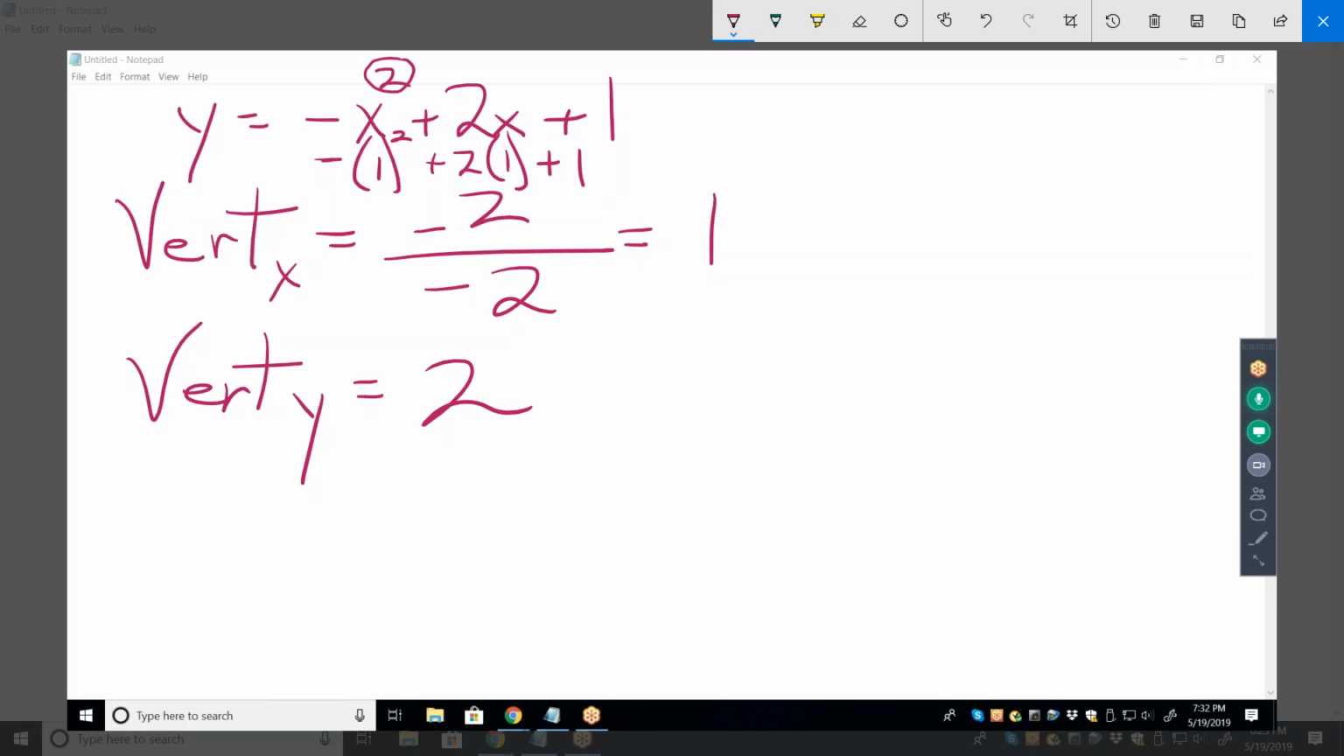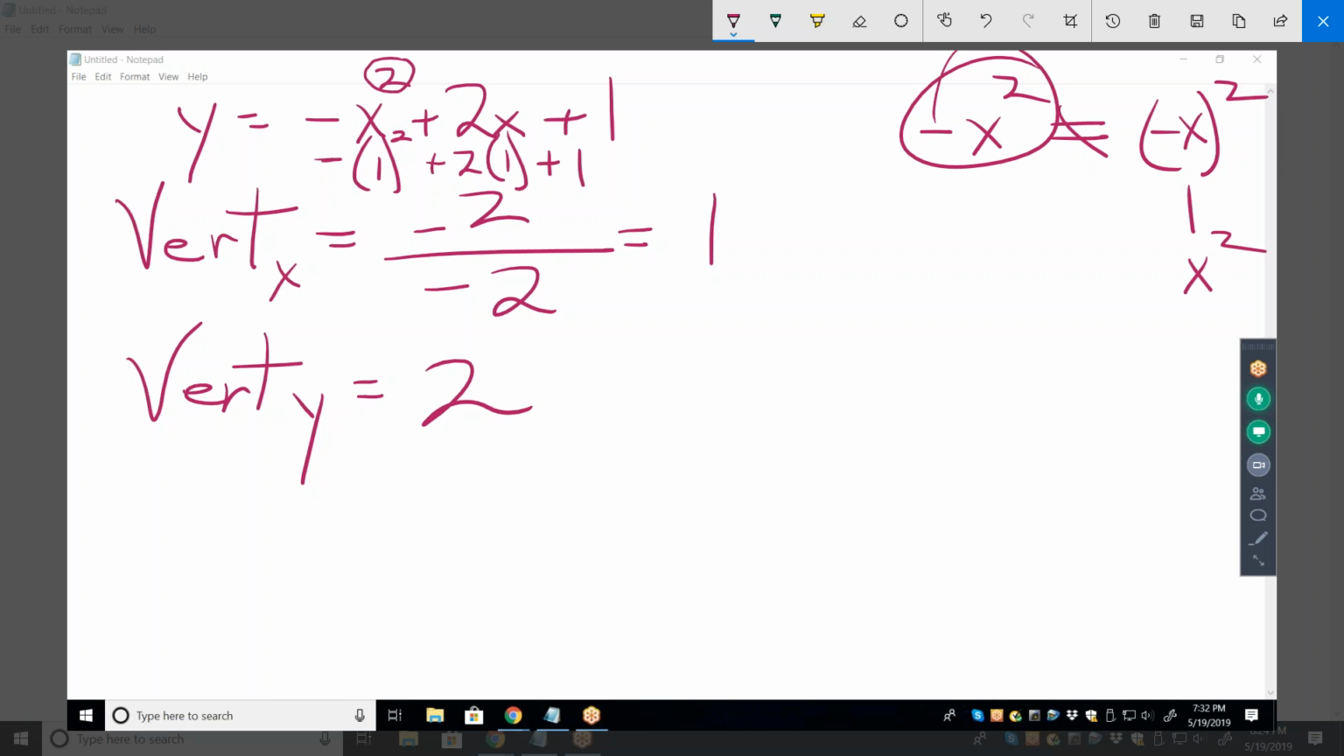Here's what I need you to understand. That is not the same as this. On the right, the negative sign is being squared, so this becomes positive x squared. But on the left, the only thing that's being squared is the x, so that stays at minus x squared. That's why they're not equal to one another. All right.